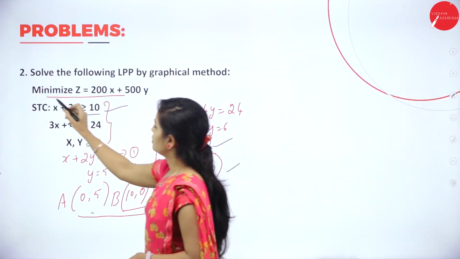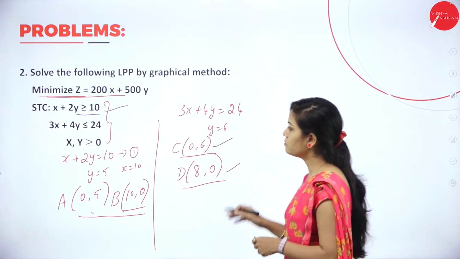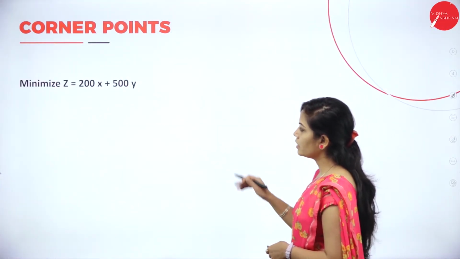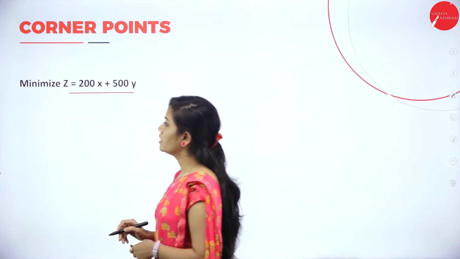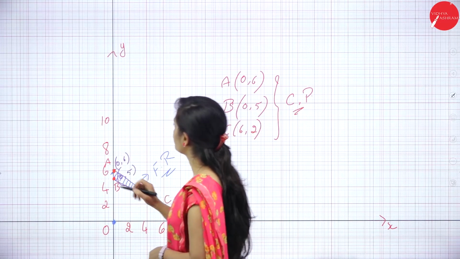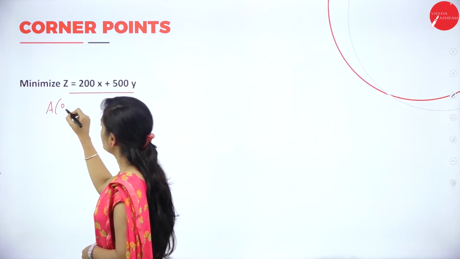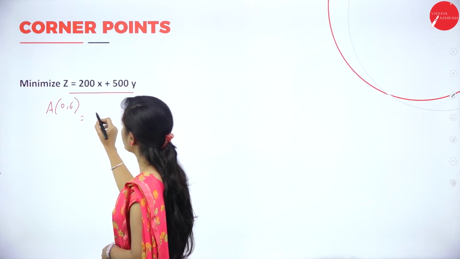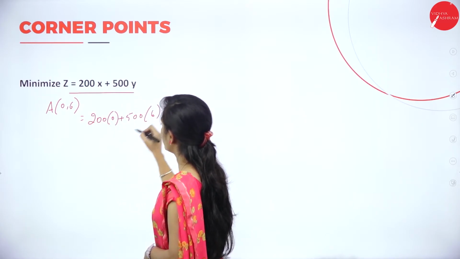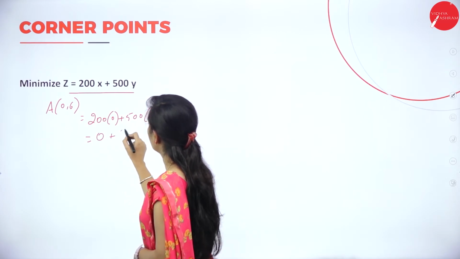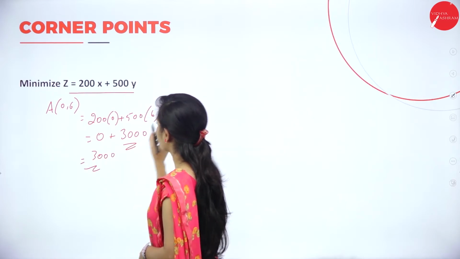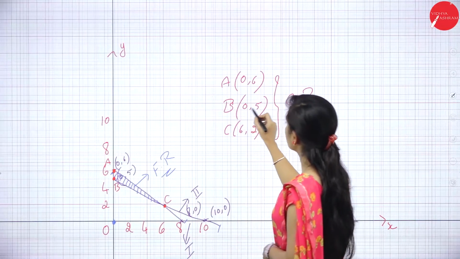Why? Because the problem is a minimization problem, so we have to find the minimum value. How to find the minimum value? Again, you just write the objective function first. The objective function is minimization, and the first corner point is (0, 6). Substitute the values of x and y: 200 into 0 plus 500 into 6, which is 0 plus 3000. And the second corner point is (0, 5).